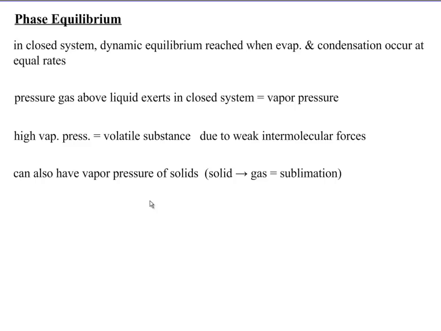You can also have vapor pressure again of solids and liquids. Solid going to gas, that process is called sublimation. Going the other way from a gas to a solid is called deposition. So the equilibrium can only occur when we have a closed container. If we have an open container, like an open glass, an open beaker, solid just sitting in the room, we're not going to have that. We're going to have something continually going to the gas phase based on temperature.